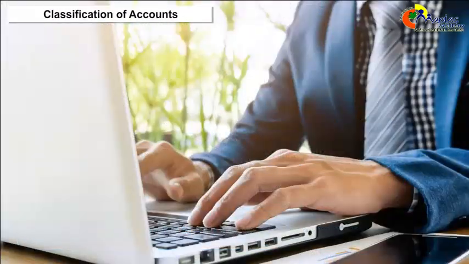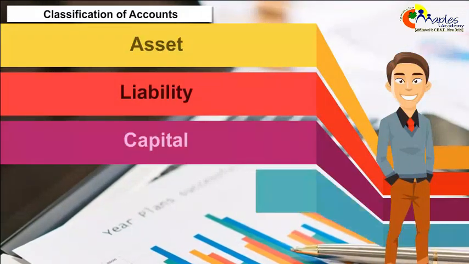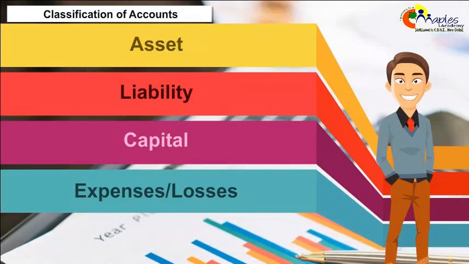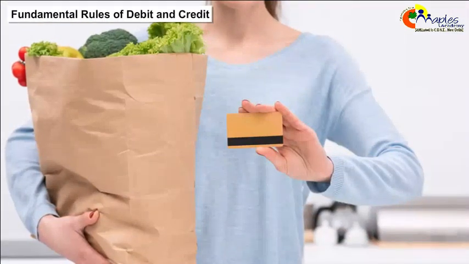Classification of accounts. All accounts are divided into 5 categories for the purposes of recording the transactions. These are asset, liability, capital, expenses or losses, and revenues or gains. Fundamental rules of debit and credit.